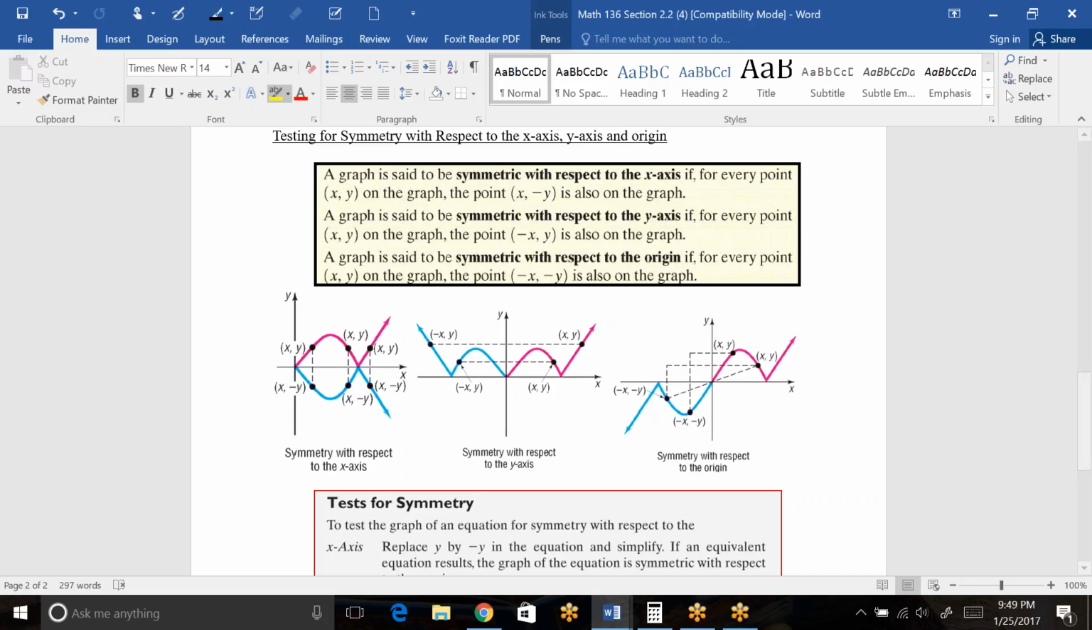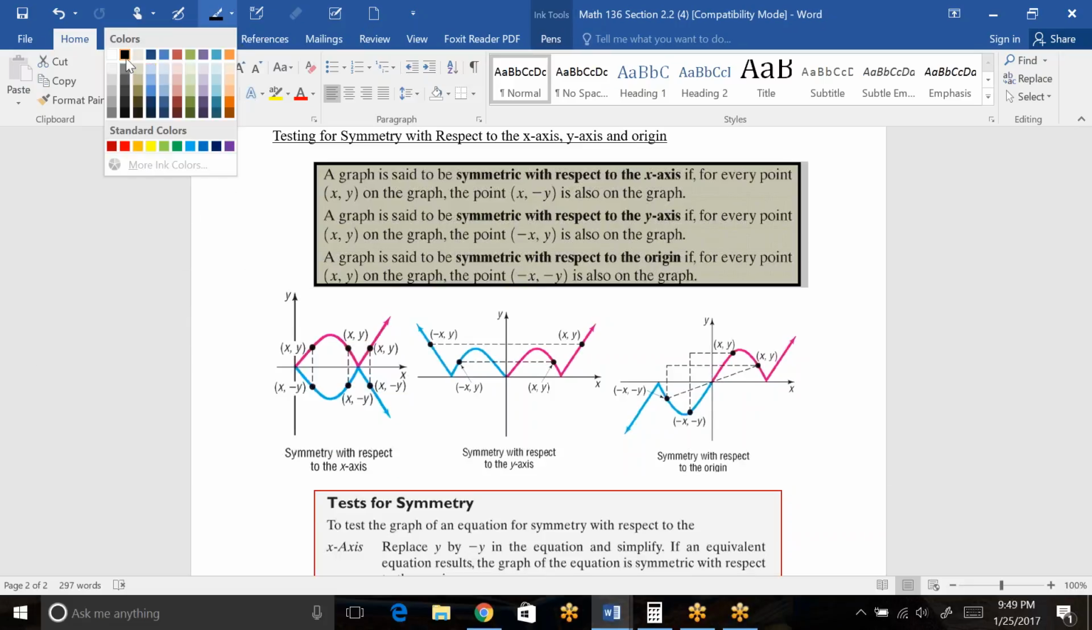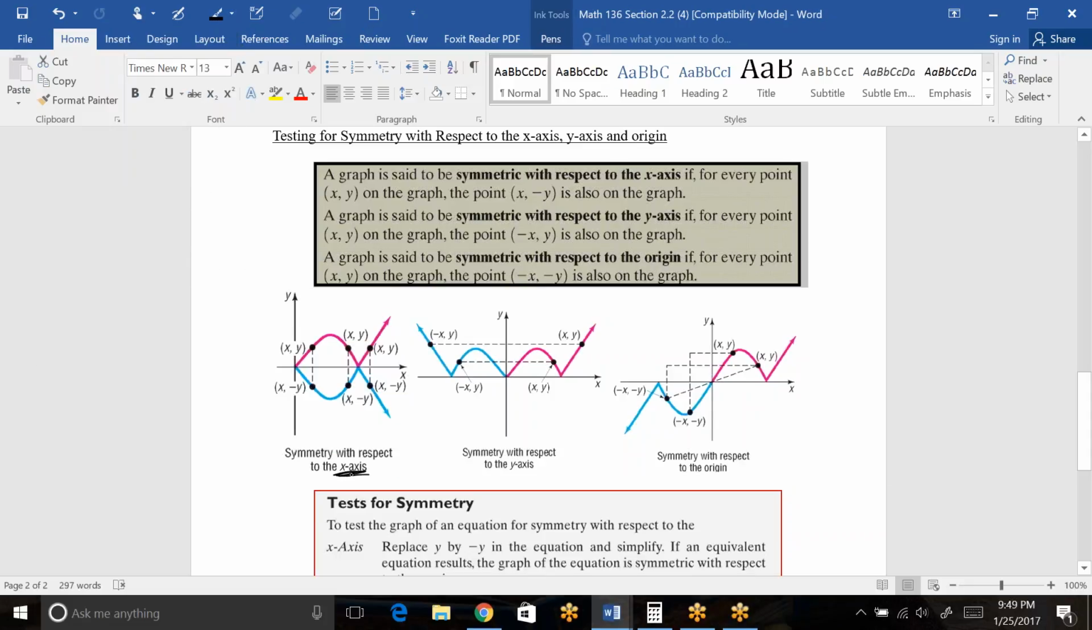So if you want to have symmetry with respect to the x-axis, that's this first one right here. Sorry, it won't let me highlight it. So this one right here is with respect to the x-axis. Notice that as you look at the x-axis, there are mirror images of each point in the pink line. There's a mirror image down here on the blue line. So notice that each x is staying consistent, but the y went from being positive to negative. That's where the mirroring happens. So they flip it down, essentially. So that's what x-axis symmetry looks like.